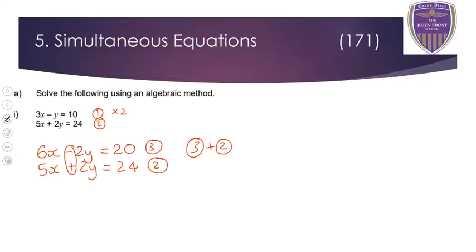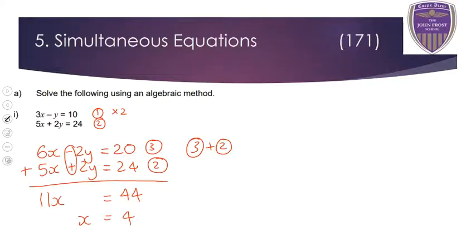okay? So they're on top of each other, just do the column method, and there's 6x plus 5x is 11x. This is always going to make 0, all right, because we're doing minus 2y plus 2y. That's the whole point of us making them the same in the first place, so they will make 0. So there's nothing to write there. And then 20 plus 24 is 44. So 11 times by something is 44. x is 4.